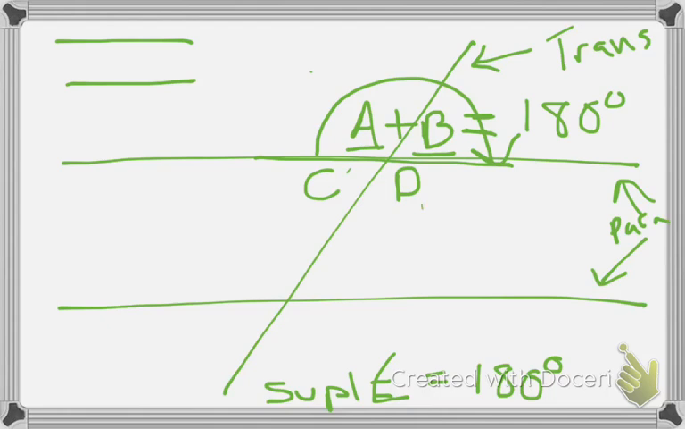So if A was 135 degrees, I could tell you that D is 135 degrees because they are opposite interior angles. So these two are equal, and these two are equal because B and C are opposite interior angles.